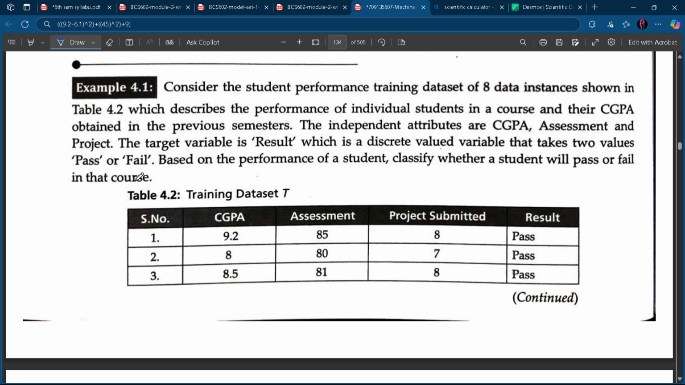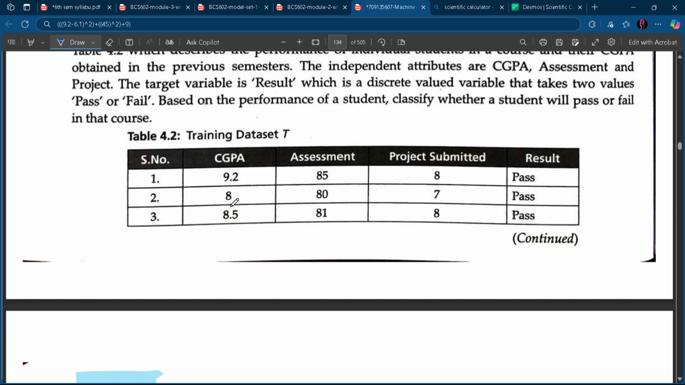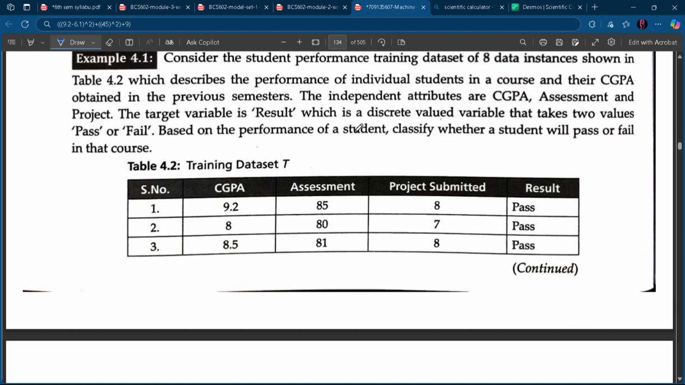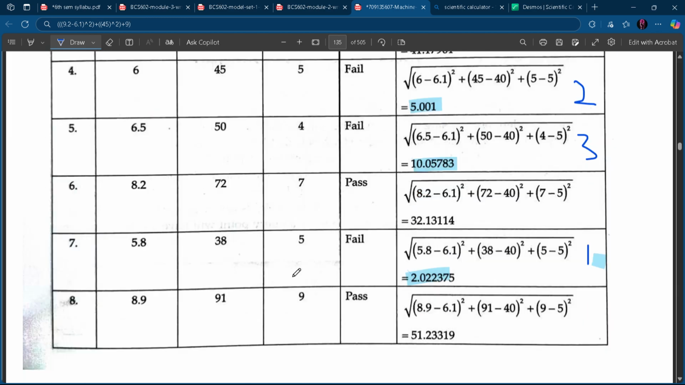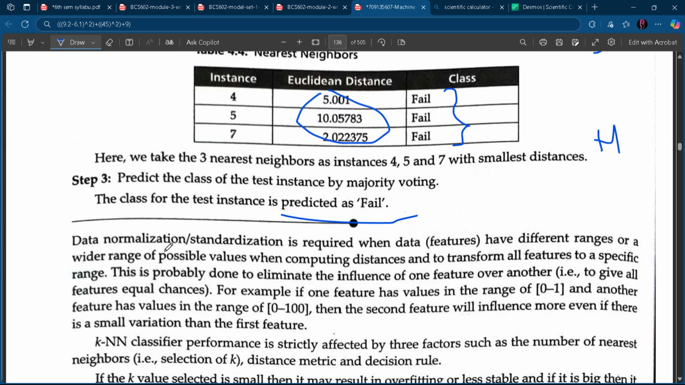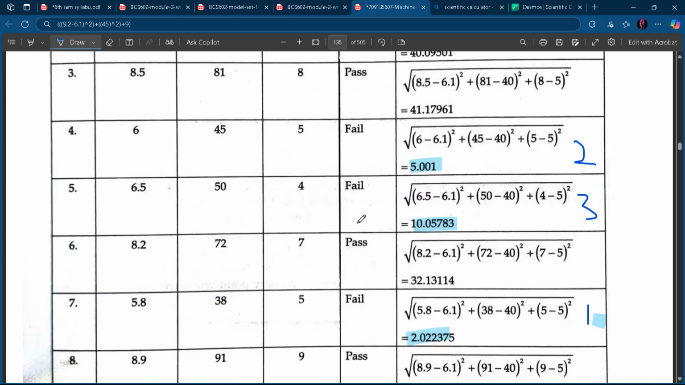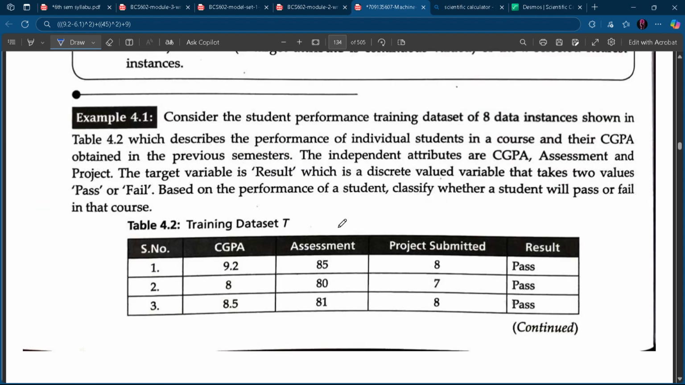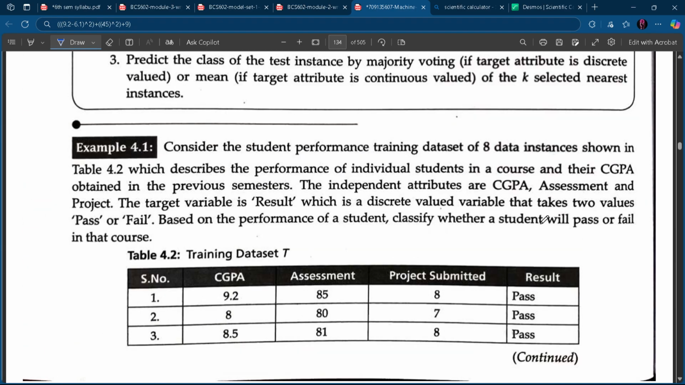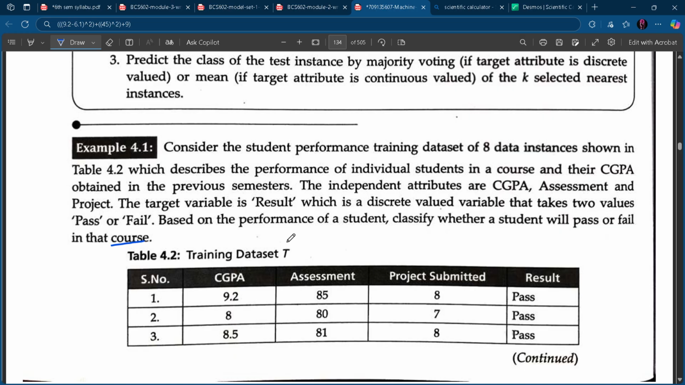You have to say, see the performance. Thus, we conclude that the test instance is predicted as fail. So the conclusion is whether the student will pass or fail in that course, in the sense of the test course.